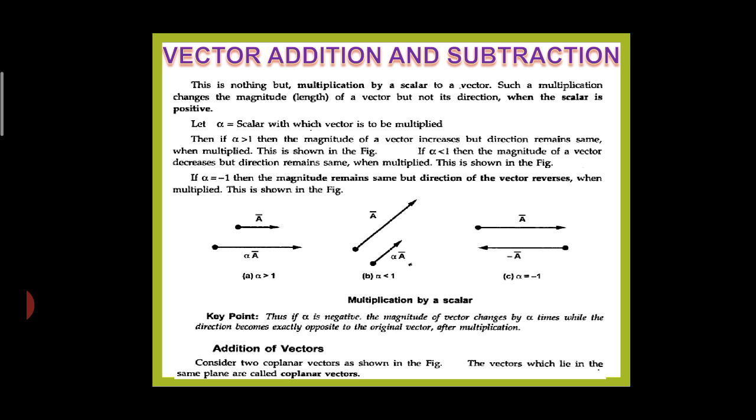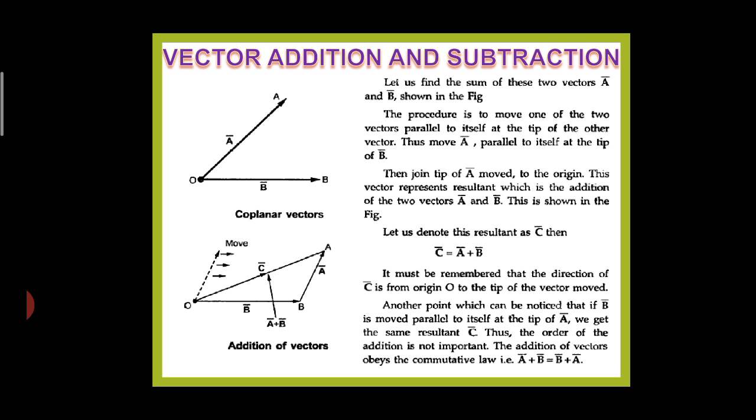In addition and subtraction, the sum is another vector C in the same plane. So, C equals A plus B can be obtained graphically by two methods. First is the parallelogram rule and second one is the head to tail rule. First is addition of vectors. Here consider two coplanar vectors. As shown in the figure, the vectors which lie in the same plane are called coplanar vectors. Let us find the sum of these two vectors A and B shown in the figure.